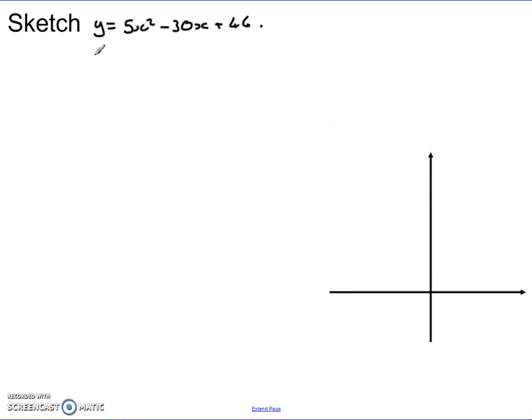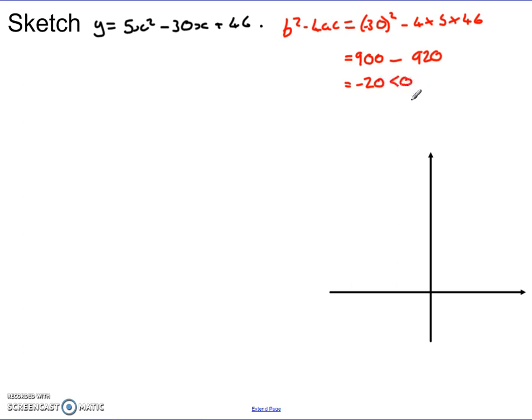Here's another one for you then. Imagine I've got y equals 5x squared minus 30x plus 46. Again, I could look at this and do my b squared minus 4ac to see what I get for that one. So in this case, b squared minus 4ac equals negative 30 squared, take away 4 times 5 times 46. So b squared minus 4ac, negative 30 squared is 900. Take away 4 times 5 times 46 gives me 920. That gives me negative 20. So I know that that's less than 0, so I'm not going to have any roots.